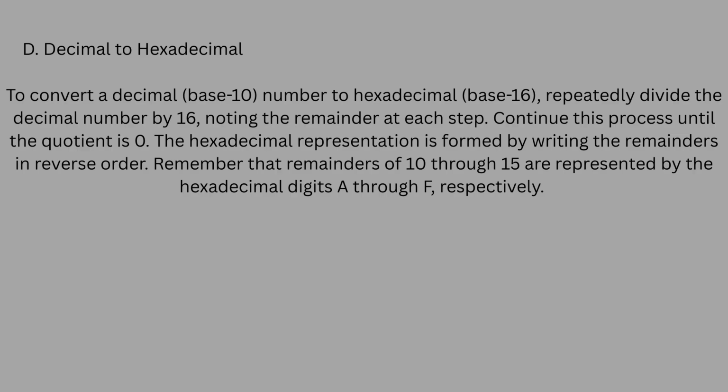D. Decimal to hexadecimal. To convert a decimal base 10 number to hexadecimal base 16, repeatedly divide the decimal number by 16, noting the remainder at each step. Continue this process until the quotient is 0. The hexadecimal representation is formed by writing the remainders in reverse order. Remember that remainders of 10 through 15 are represented by the hexadecimal digits A through F respectively.